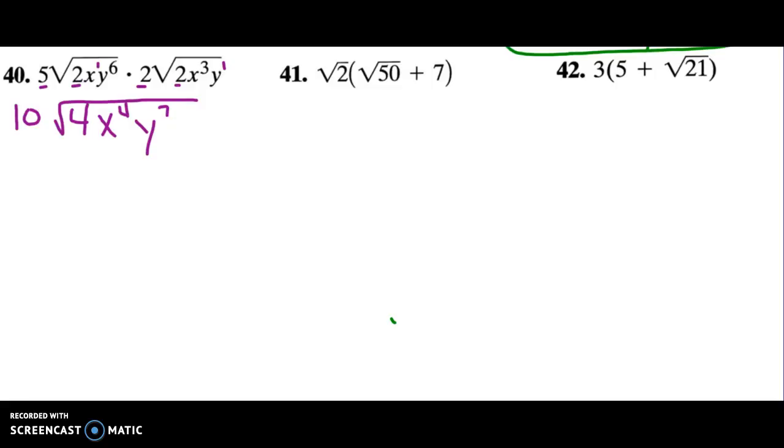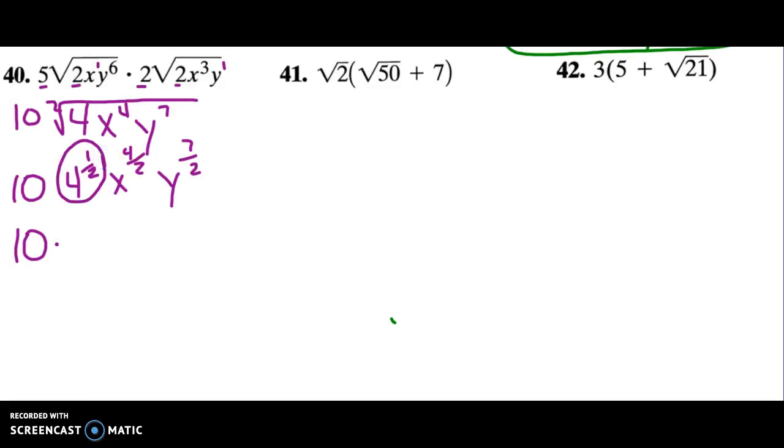Now we're going to go and simplify. So 10 comes down. 4 is being raised to the 1/2 power. X to the fourth is also being raised to the 1/2 power. And y to the seventh is going to be raised to the 1/2 power because this is a square root, so we put a 2. All right, so now we're going to go and simplify this. So we've got 10 times 4 to the 1/2. That's the square root of 4, so that's 2.